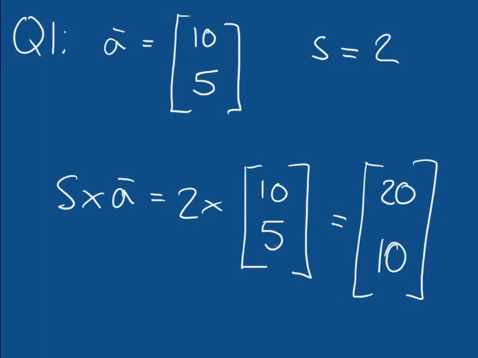And if you were representing these graphically, you should have got a vector with the same direction that was twice the length of the original. So that's the first question. Nothing to it really. I'm going to set just one more question because again there's really nothing to these questions.